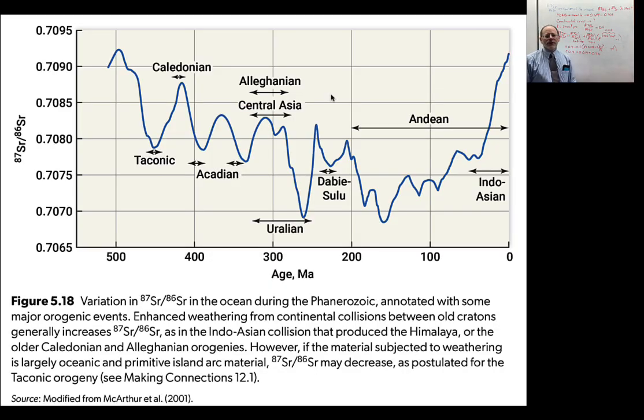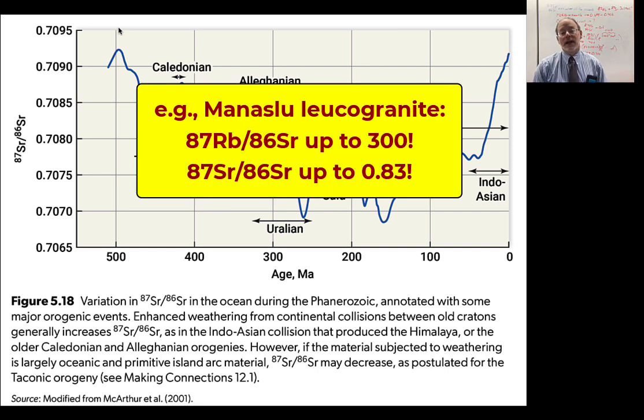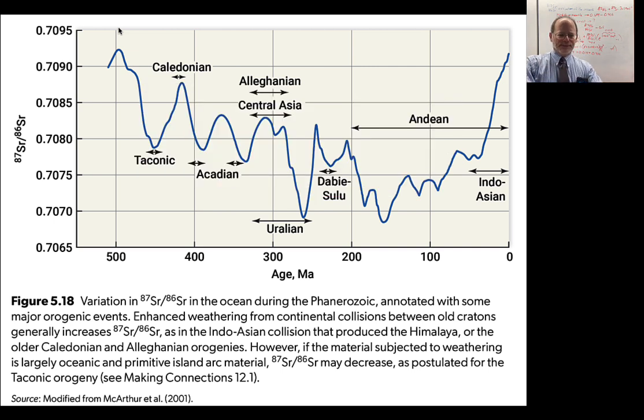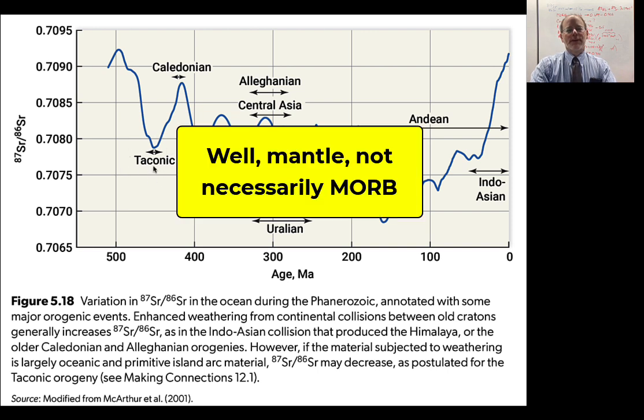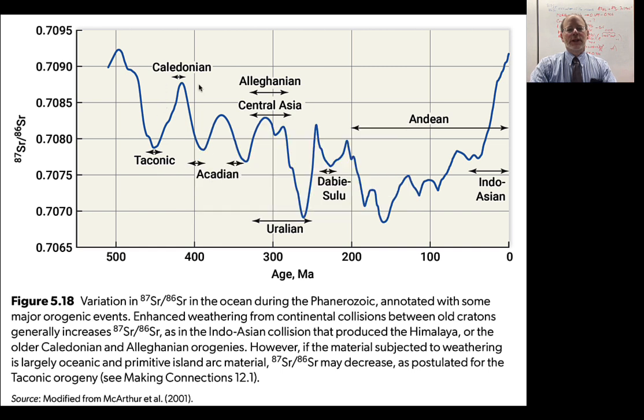So if we go back to our plot and look at the values, the minimum values are not as low as MORB. The maximum values are not as high as average continental crust. And like I said, there are plutons that have much, much higher 87-86 ratios. And so what we're looking at with this figure then is a variation in the contribution of MORB to the isotope composition of the oceans versus older continental crust in contributing to the isotope composition of the oceans. Now, what is going on here? Why does it go up and down?